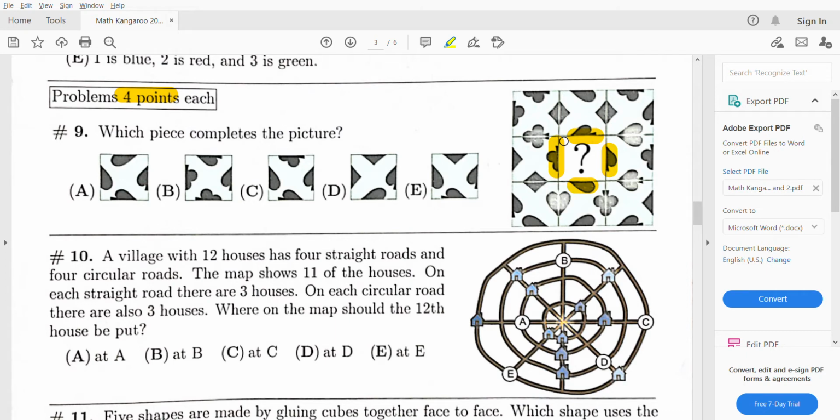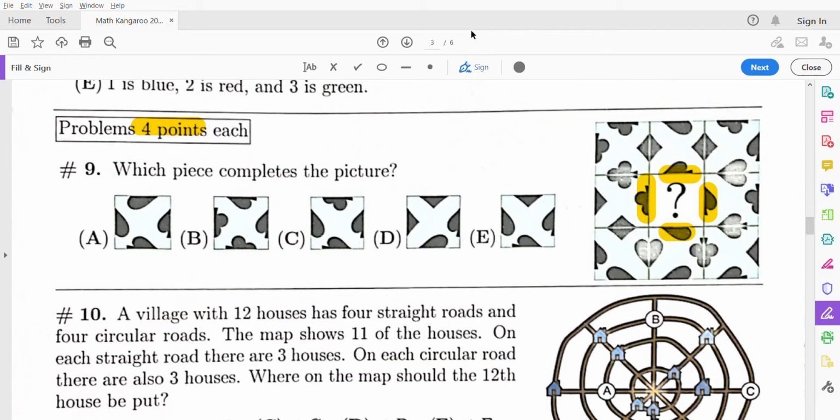So first, let's take a look at A. A has half a heart, half a heart. Then A has half a spade, then half a spade again, then half a heart. We want, instead of this, half a clover, or you could call it a leaf, but I like to call it a clover. So we actually need half a clover instead. So that is why A is incorrect. So we can put an X on A.